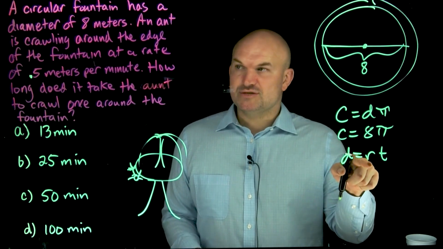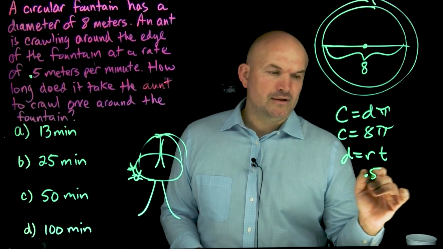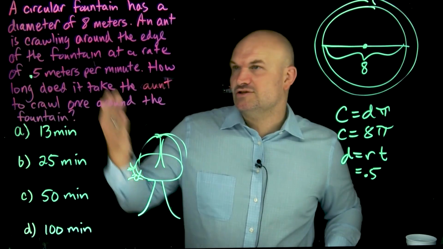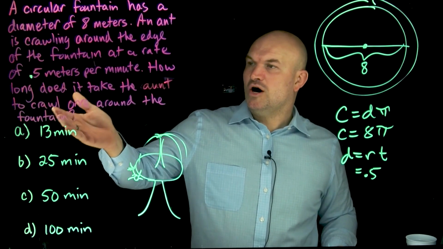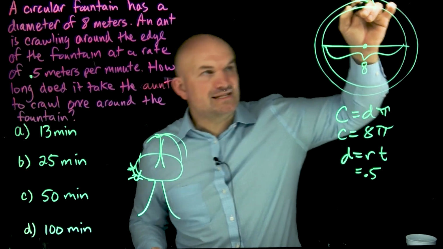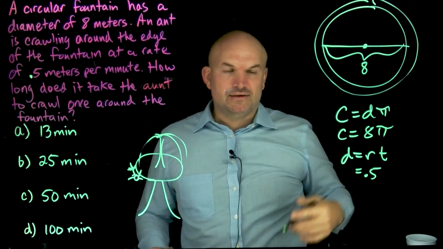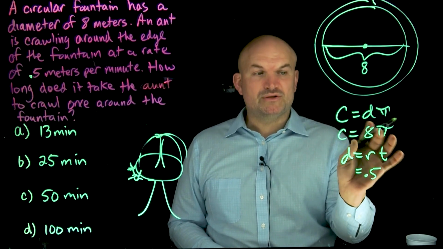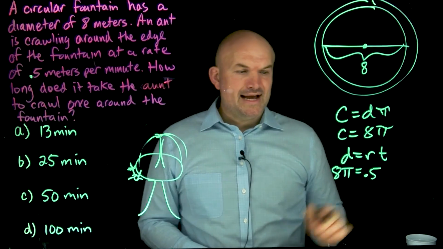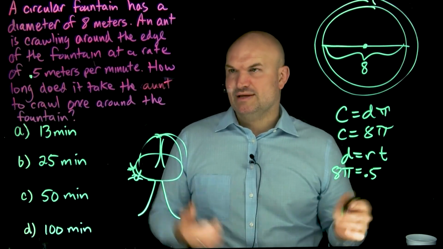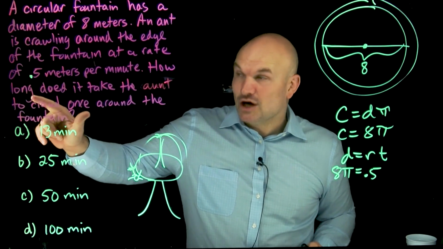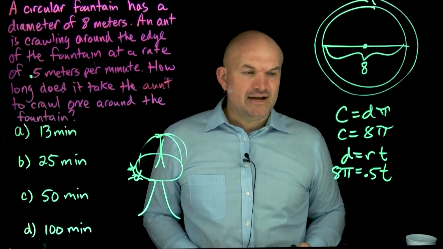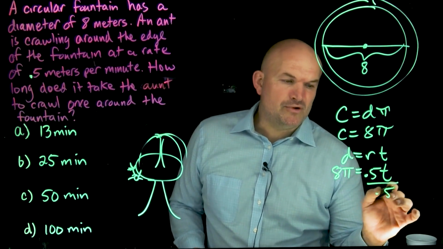Now, we know the rate, which is 0.5 meters per minute, so I'm going to include that in there. And now let's see if we know what our distance or our time is. Well, the distance they're talking about is how long it takes the ant to crawl once around the fountain. So we're trying to find the distance of them traveling all the way around the fountain. Well, the distance all the way around the fountain is going to be our circumference, which we do have, which is 8 pi. And so are we trying to solve for t or are we given t? How long, that's trying to find the time, does it take the ant to crawl once around the fountain? So that is going to be our t, right? So now all we need to do to solve for t is divide by 0.5.